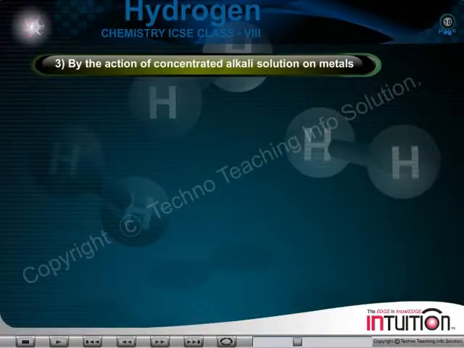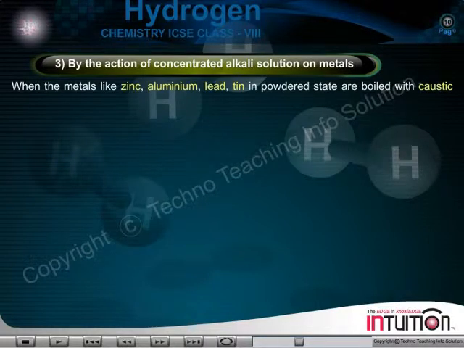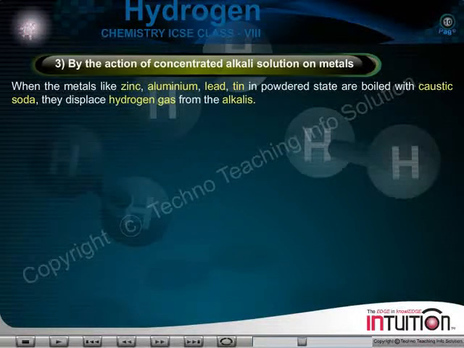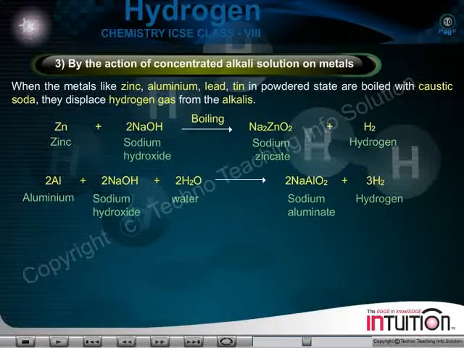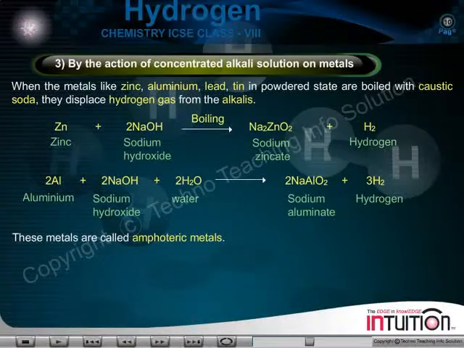3. By the action of concentrated alkali solution on metals. When metals like zinc, aluminium, lead, tin in powdered state are boiled with caustic soda, they displace hydrogen gas from the alkalis. Zinc reacts with caustic soda in boiling condition, giving sodium zincate and hydrogen gas. Aluminium reacts with caustic soda to give sodium aluminate and hydrogen gas. These metals are called amphoteric metals.